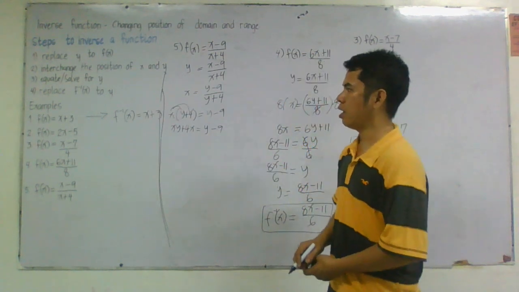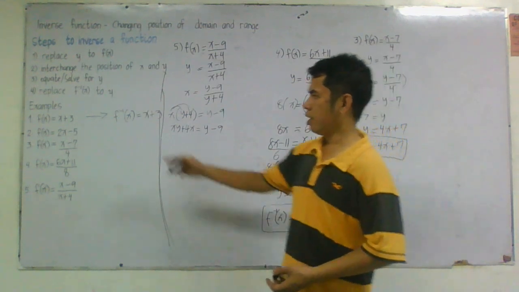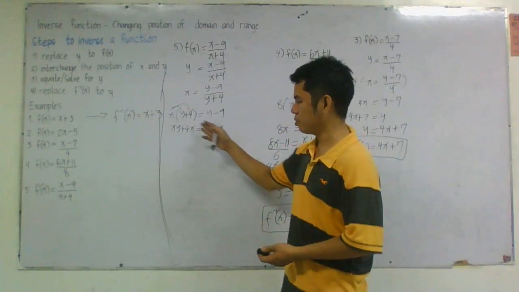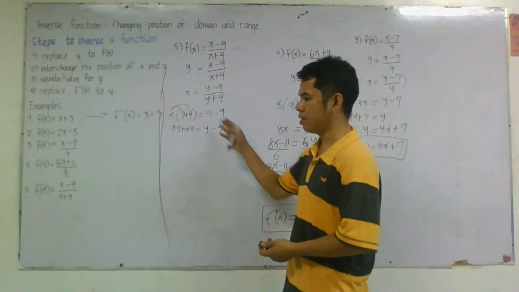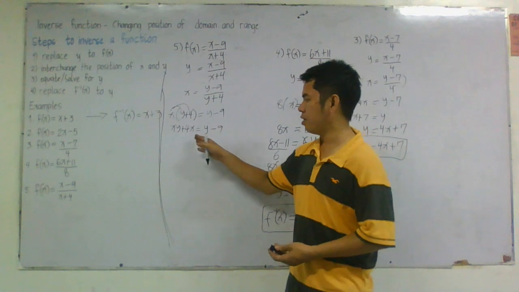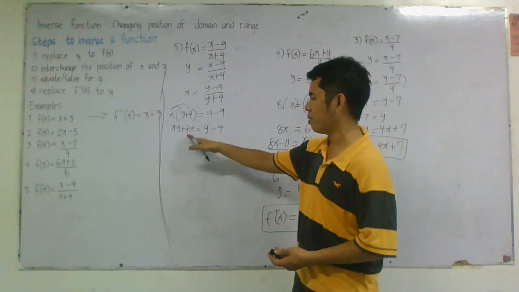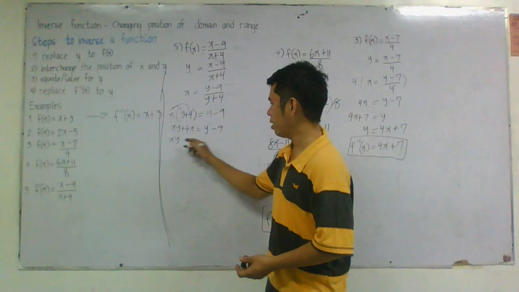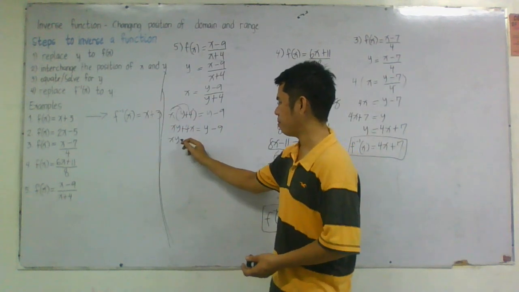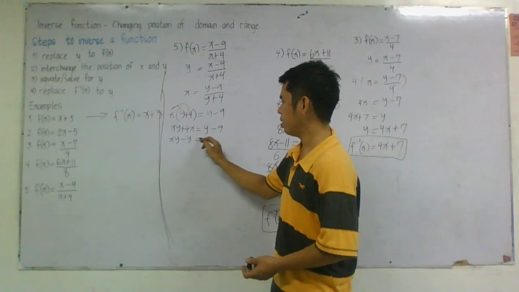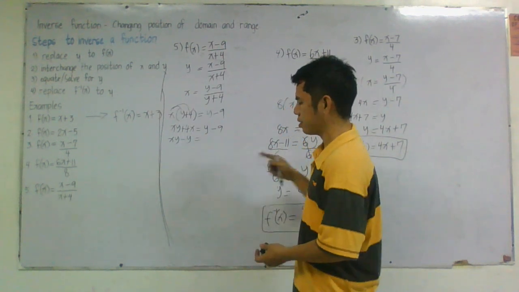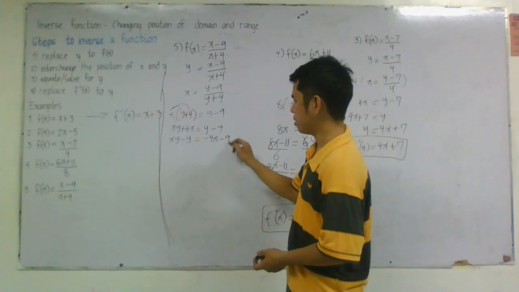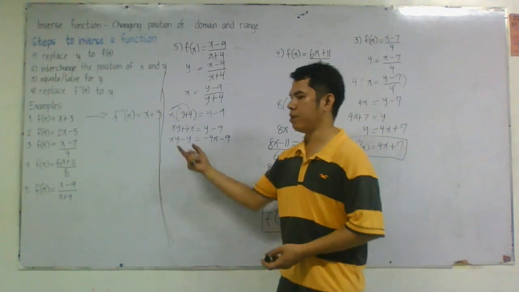Okay? Since our goal is to isolate y, we have to transpose all terms with the y variable to the left side of the equation, and all of the terms without the y variable to the right side of the equation. Now we have xy. If we transpose y to the other side, it will become negative y, is equal to, we have to transpose 4x to the right side of the equation, and it will become negative 4x minus 9.